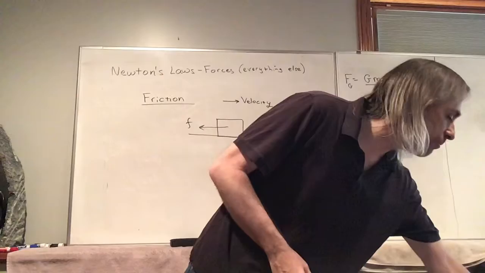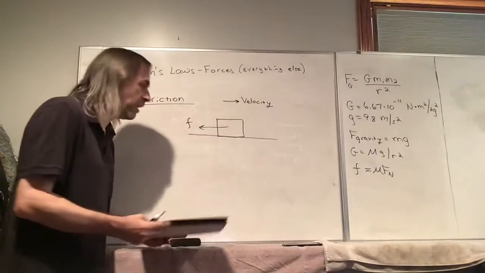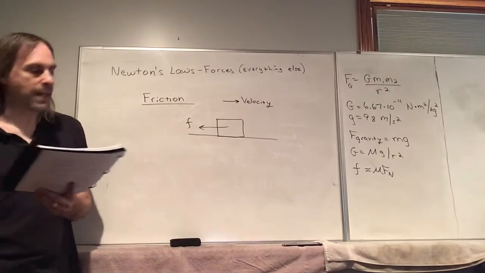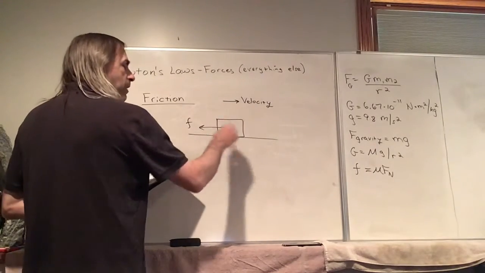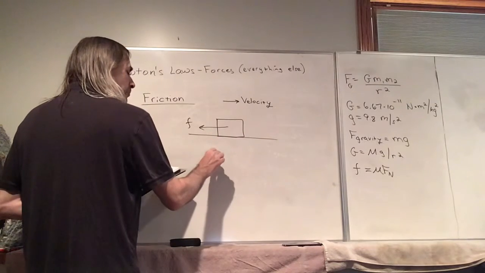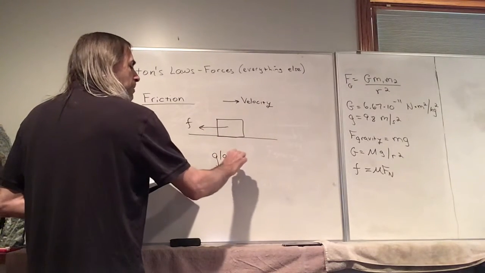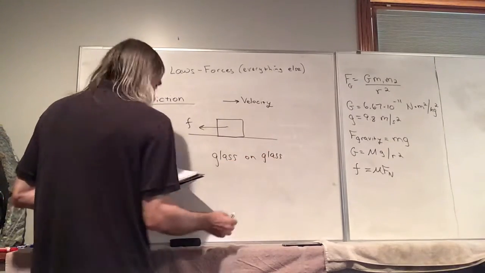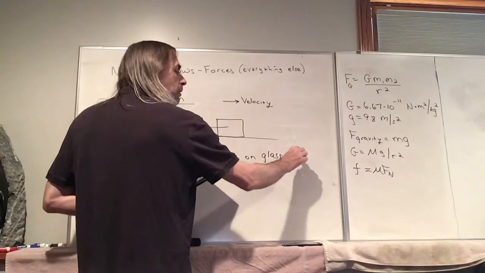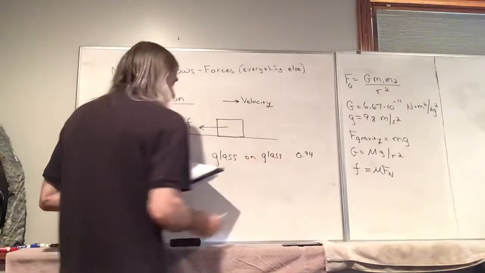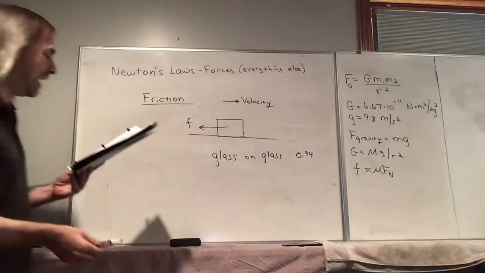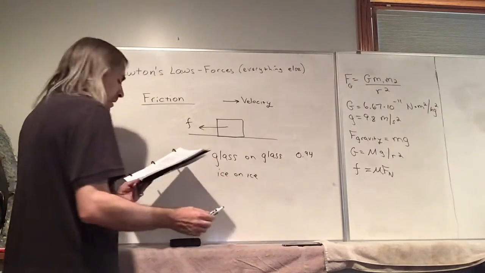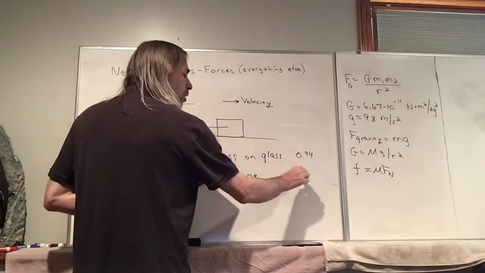So I've got a table in the book of what's called the coefficient of friction. And I've got some values like glass on glass. So say you have a glass object moving on another glass object. Or not even necessarily moving, but the force of friction can exist either way. So glass on glass, 0.94. Ice on ice is 0.1, a much smaller value.